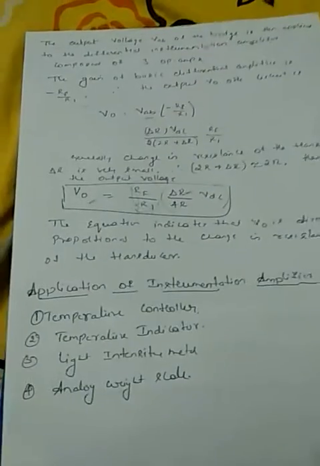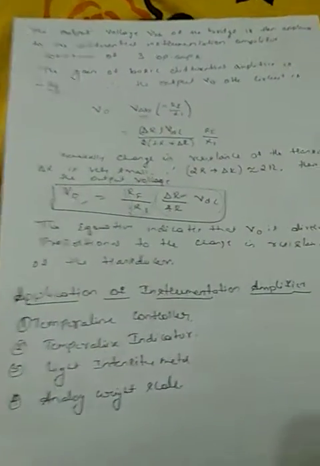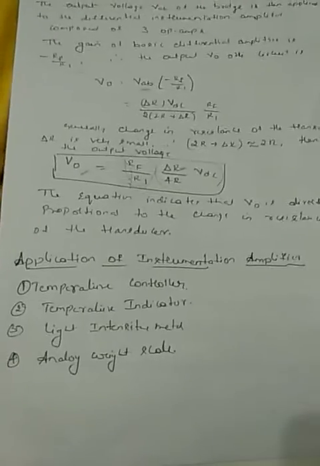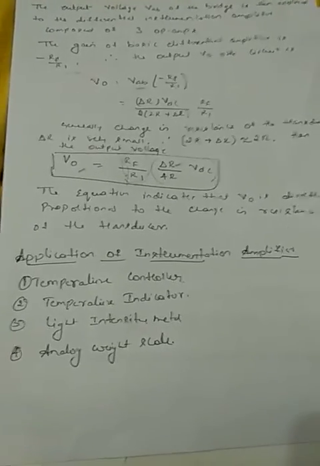The applications of the instrumentation amplifier: it is used as a temperature controller, temperature indicator, light intensity meter, and analog weight scale. Thank you.